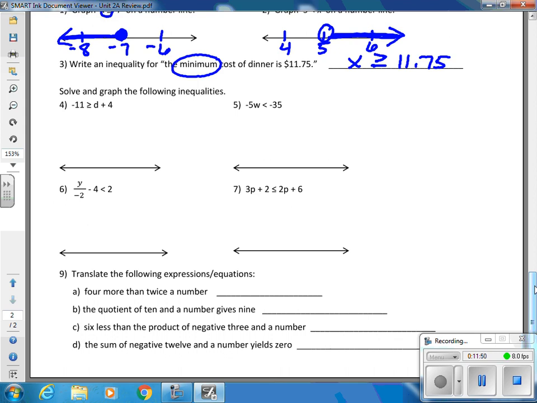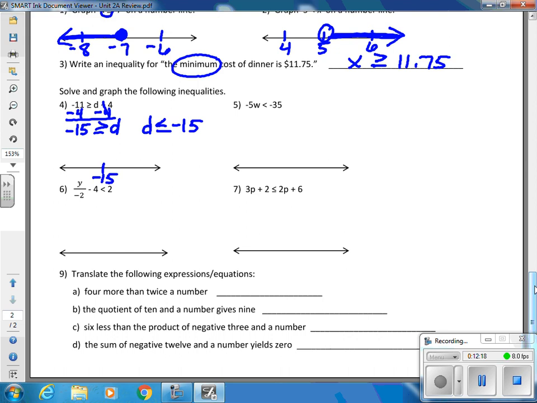So for number 4, to get d by itself, I'm going to subtract 4. Negative 11 minus 4 is negative 15, okay, which is greater or equal to d. Now, if that's all we had to do was solve it, you could stop and leave it there, right? But because we're going to turn around and graph it, my recommendation to you is that you flip the sign and the variable around. So the variable's on the left, the negative 15 is on the right, and instead of saying greater or equal to, the sign should now say less than or equal to. That's going to ensure that your graph is going to come out good.